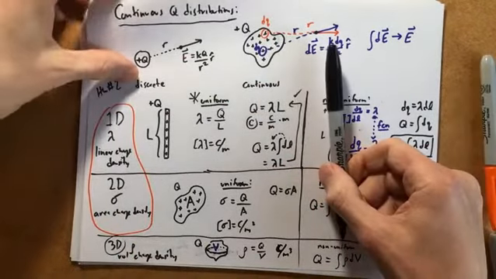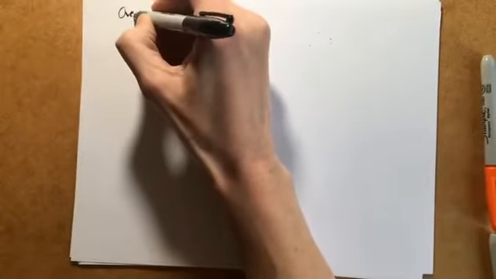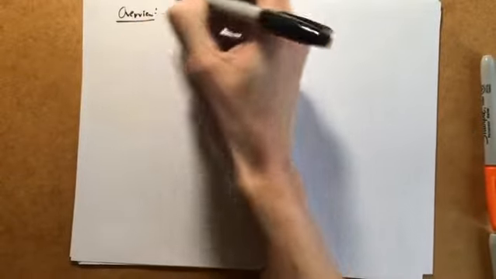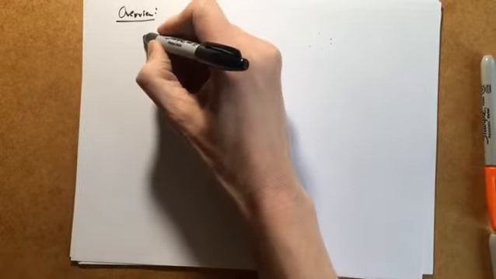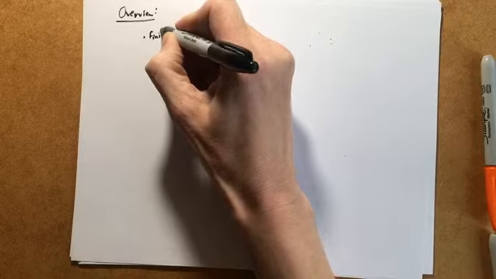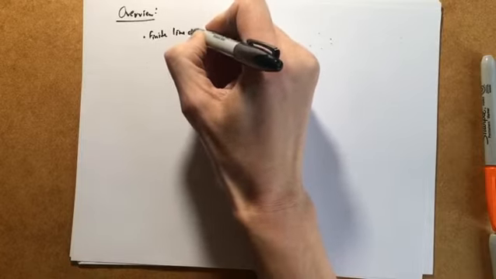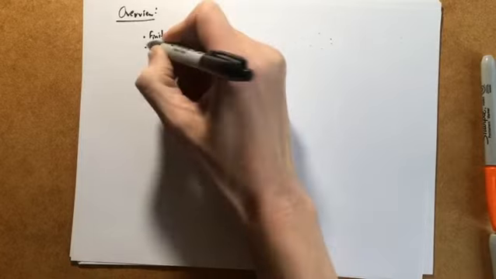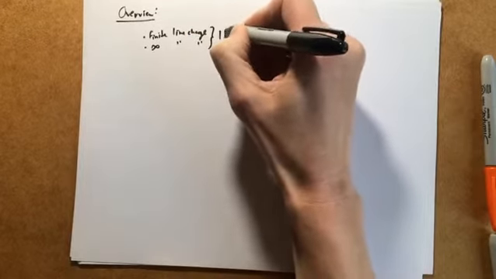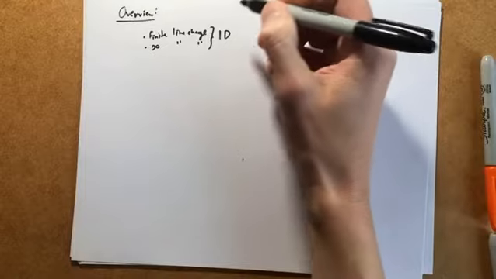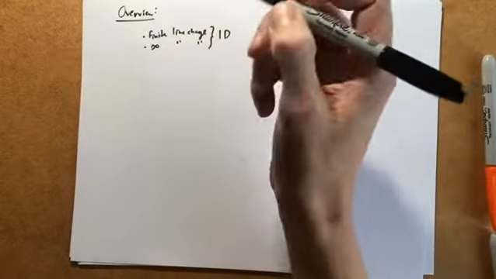And I'll tell you what they are right now. I'll kind of give you an overview. The overview of what I'm going to do is I'm going to start with a finite line charge. And then I'm going to extend it, make it an infinite line charge. Those will be examples of one dimension.